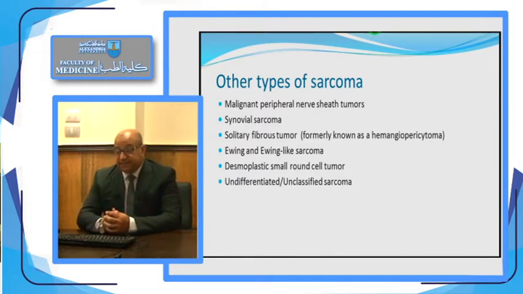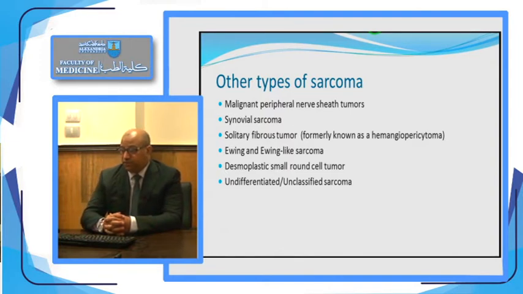Synovial sarcoma is a very aggressive type of soft tissue sarcoma related to joints. It has a high rate of recurrence and high rate of invasion. Solitary fibrous tumor, formerly known as hemangiopericytoma, ranges from benign to malignant condition with unknown behavior. It may invade locally and has a high rate of recurrence if not excised completely with adequate safety margin.